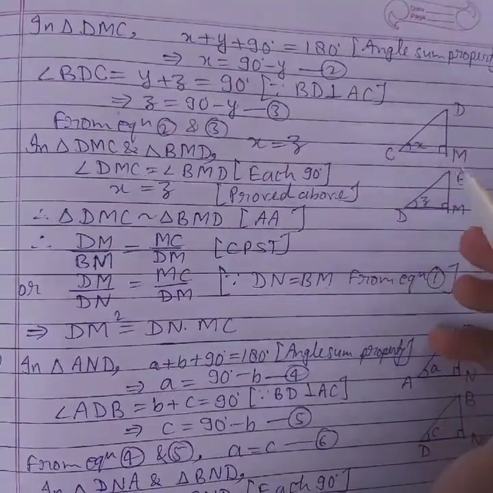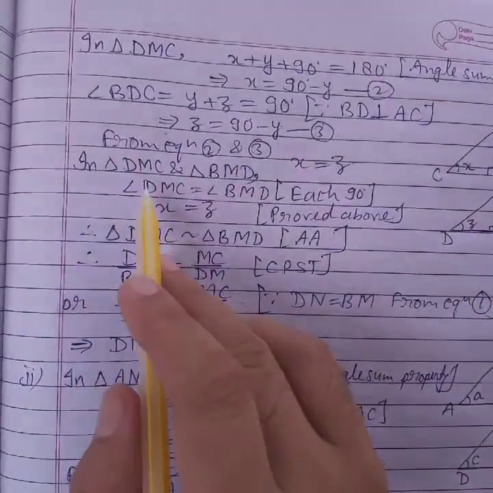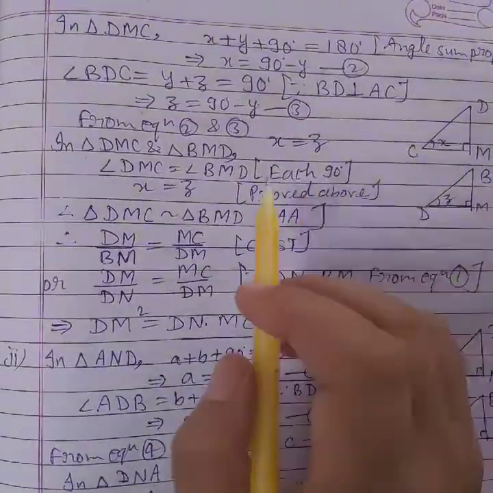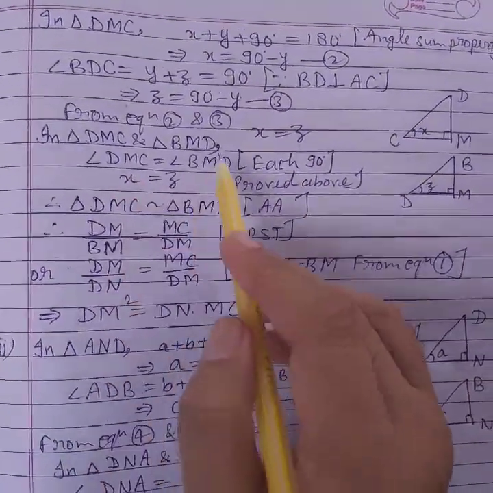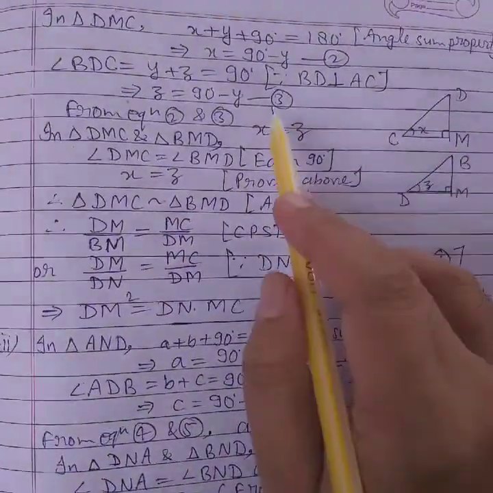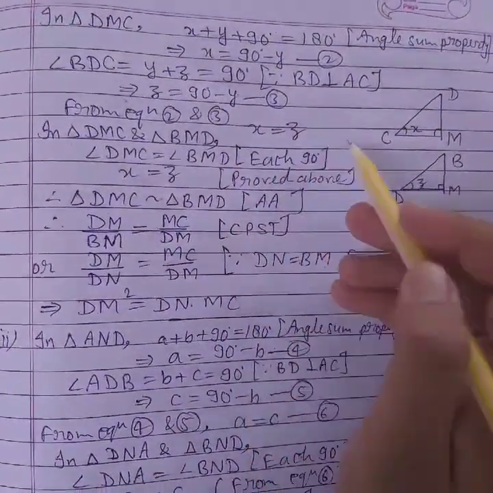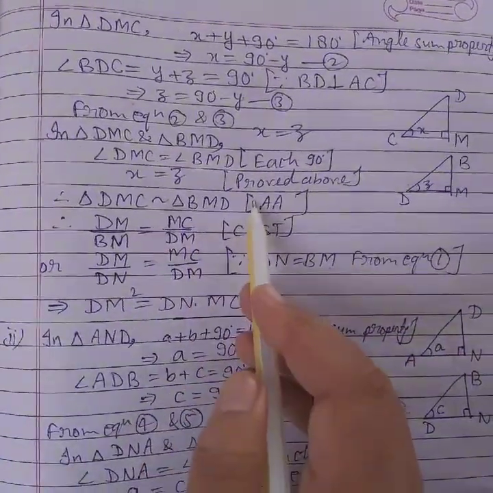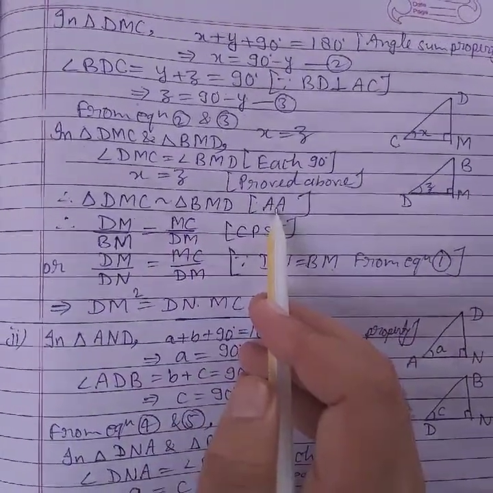Now here leave D and here leave B. So now in triangle DMC and triangle BMD we prove these two triangles similar. How? Since angle DMC equals angle BMD, these are 90 degrees, and x equals z, we proved in equation 4, we can assume it 4 also. So now after this, these triangles are similar by angle similarity.